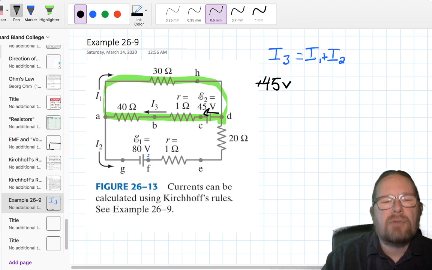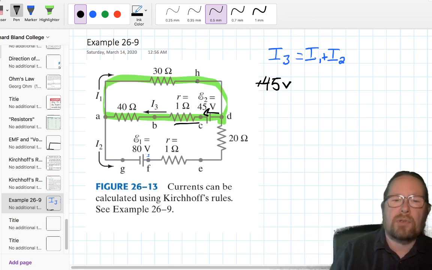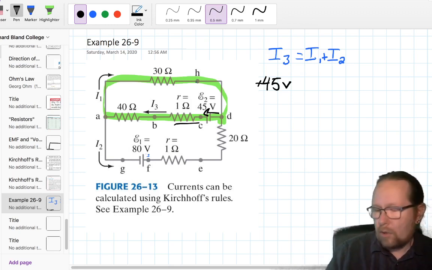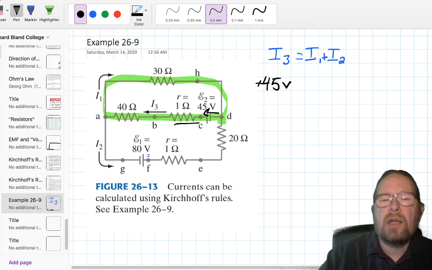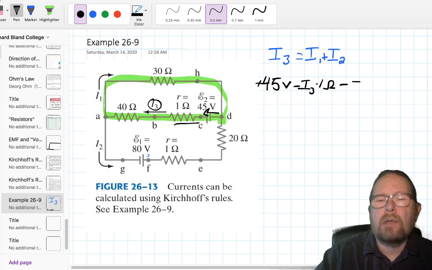The next thing I encounter is a resistor. And we just talked about the fact when you cross a resistor, your potential drops. It's like experiencing friction, right? So the change in potential that I experience here is minus the current, which in this part of the loop is I3 times R, which is 1 ohm. Then I encounter another potential drop across this 40 ohm resistor. Okay? So another negative I3 times that resistance, which is 40 ohms.